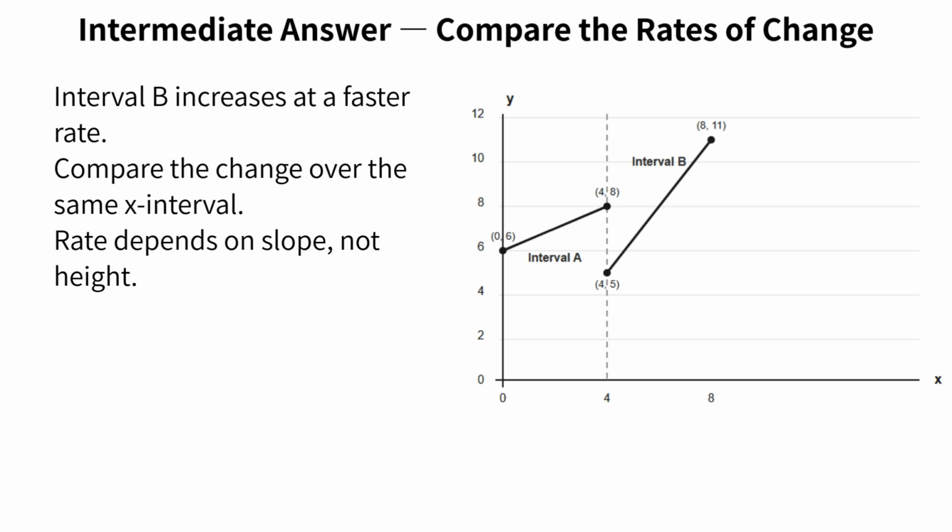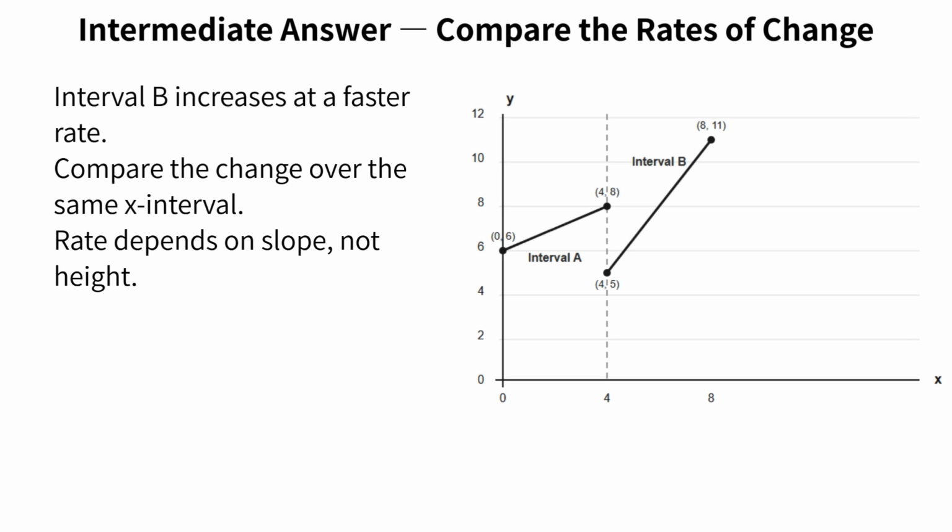This is a classic SAT trap. Students confuse being higher with changing faster. But those are not the same thing. A graph can be high and slow, or low and fast. The correct choice is the interval with the greater increase per unit of x. That is why interval B is the correct answer.